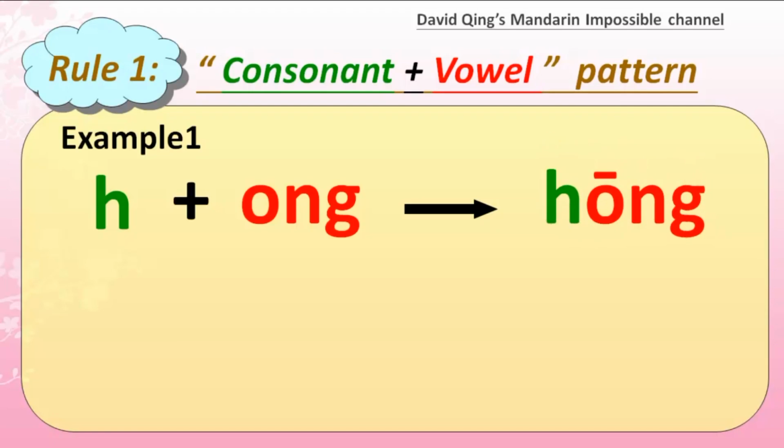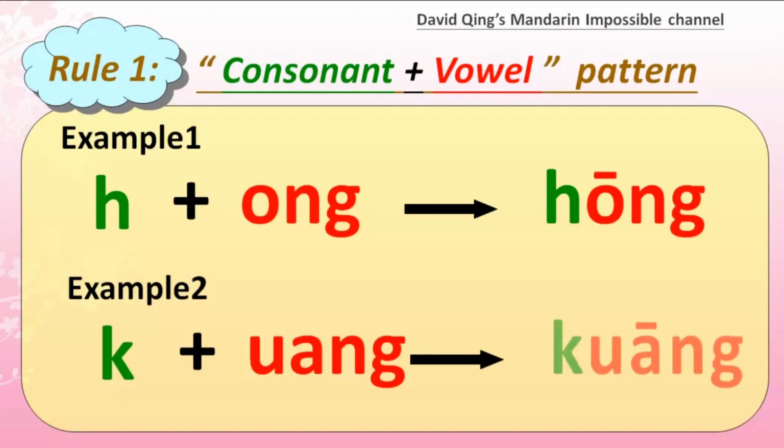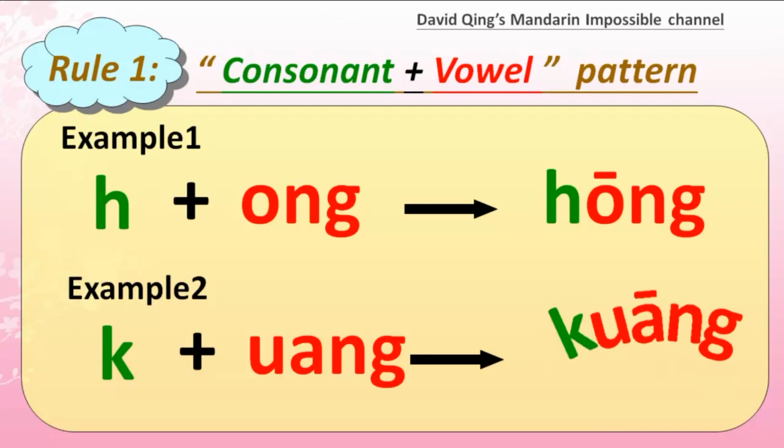Hong. Let's see another example. The consonant symbol on the screen is pronounced ke, and the vowel symbol on the screen is pronounced wang. So, if you combine the consonant ke and the vowel wang together and pronounce it with the first tone, it is pronounced kwang.